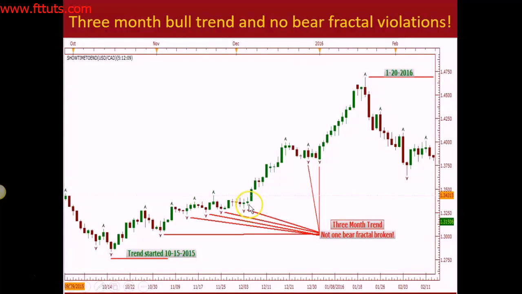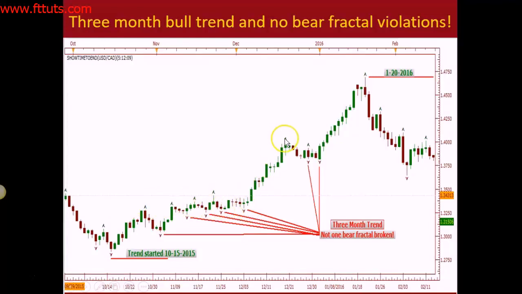All right. So let's look at a 3-month bull trend and no bear fractal violations at all. Okay, so the trend started right here, on 10/15/2015 with a bear fractal, and then a 3-month trend, no bear fractal break. There's a bear fractal, there's the next one, next one, next one, next one. Therefore, if you follow the structure in the break of the bull fractals, you should be safe all the time.